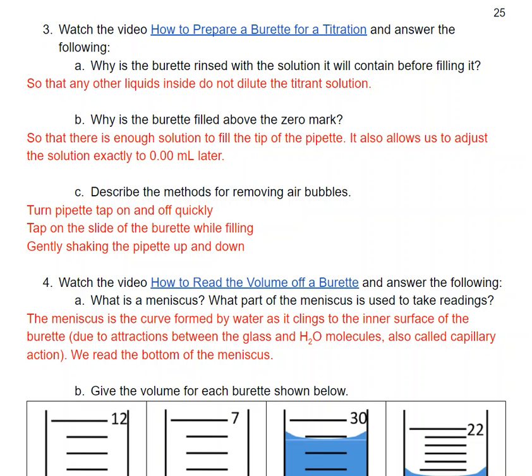To remove air bubbles, again, if we have dead volume in the burette, that is going to impact the accuracy of our results. So to remove air bubbles, you can turn the tap on and off quickly. You can tap the side of the burette while filling. That's my preferred method. Or you can gently shake the burette up and down. Please don't ever do that in my classroom. But yeah, some tapping or just turning the tap on and off will help.